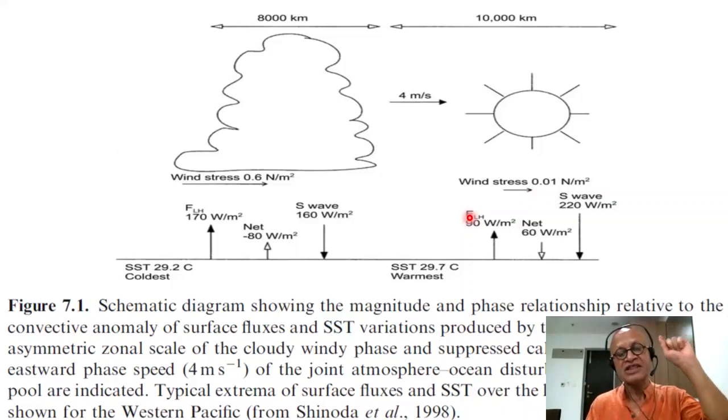It's a linear function of wind speed, but it depends on the difference of saturation humidity at SST and the specific humidity of the atmosphere. So that's reduced from 170 watts per meter squared to 90 watts per meter squared, because in the Western Pacific there is a loss of latent heat flux from the ocean even in the dry phase. So there is a net downward flux of 60 watts per meter squared.